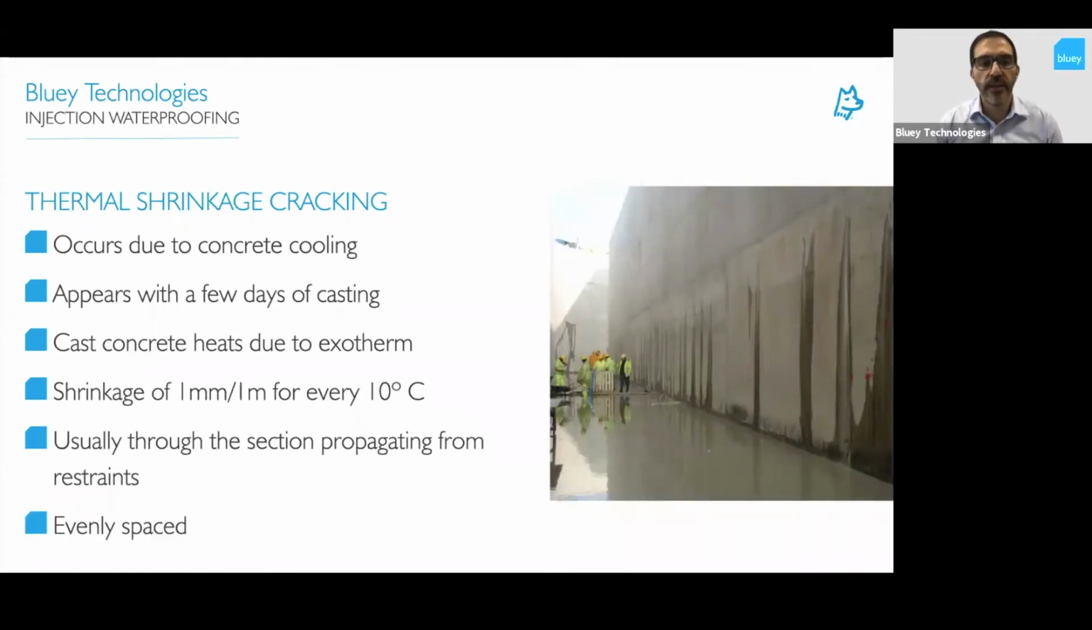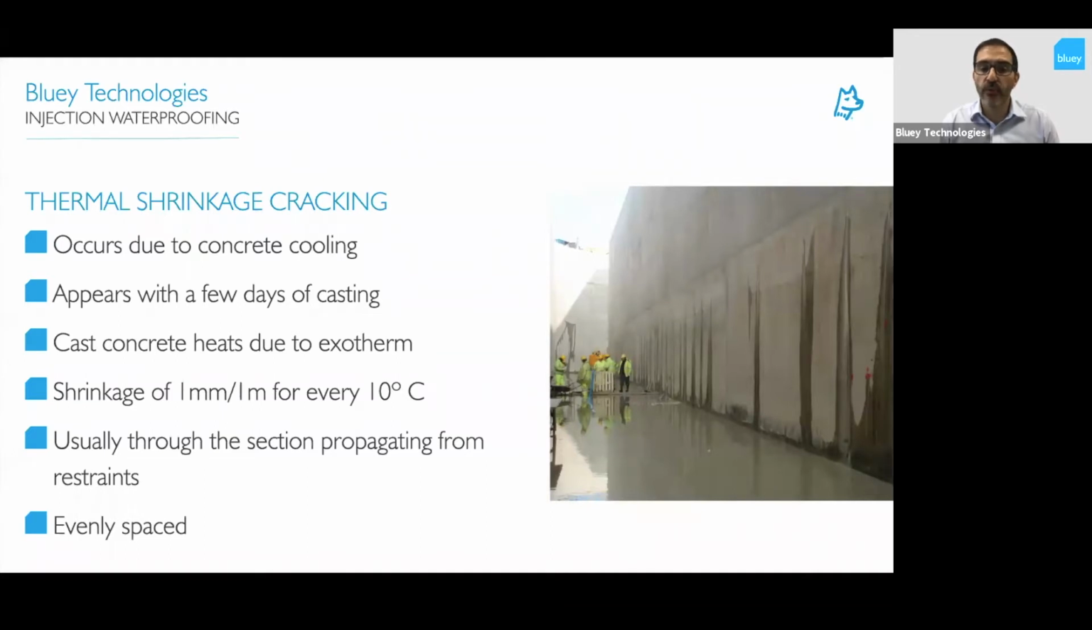Thermal shrinkage cracking occurs due to the concrete cooling. So when concrete cures, it forms heat. It's an exothermic reaction. And then over the next few days, once it's set, it'll cool down. And as it cools, it shrinks again. So for every 10 degrees of cooling, we'll see about 1 millimeter per meter of concrete in shrinkage. It's quite substantial when you think about concrete in a thick section might reach up to 80 or 90 degrees. It's quite a lot of shrinkage that will occur during the cooling process.